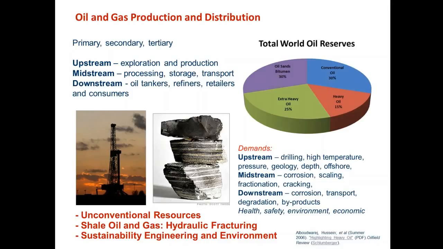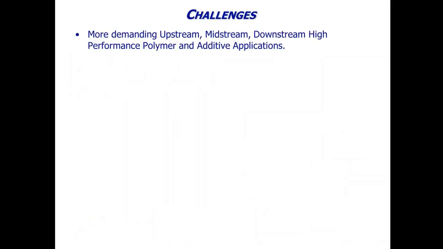Midstream means efficient transport and preventing any blockage or keeping the flow assurance. And downstream, of course, refers to the refining industry. So there are demands in both directions, from upstream to downstream, but we are specifically looking at the chemistry and materials needs of the oil field, that is upstream, unconventional resources, and for example, shale oil and gas or hydraulic fracturing. So here is our summary of the challenges that we are facing.